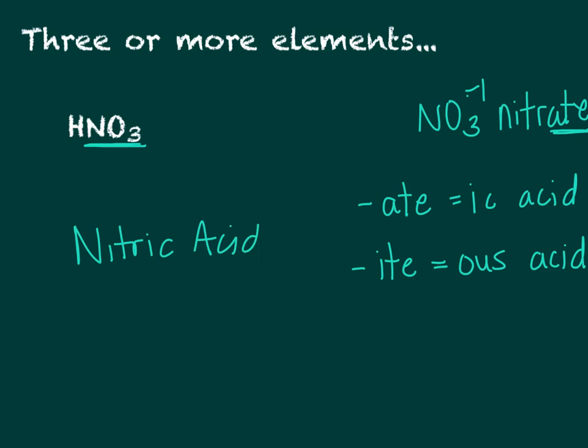So again, we use the root for the word. The root for nitric acid is nitr, N-I-T-R. We drop the ATE, okay, and we add the ic suffix. That's where we get nitric acid.